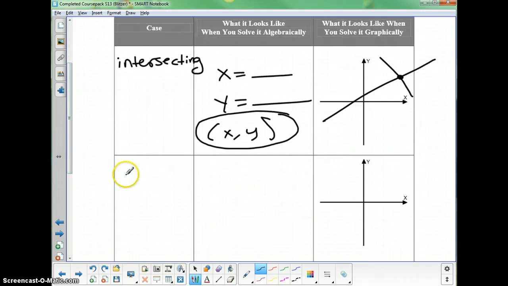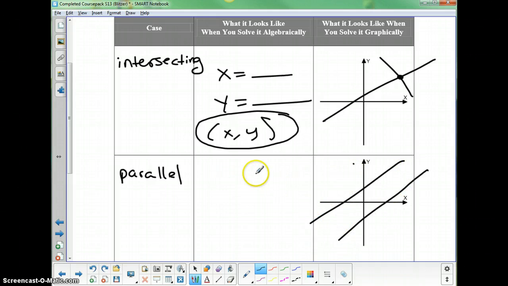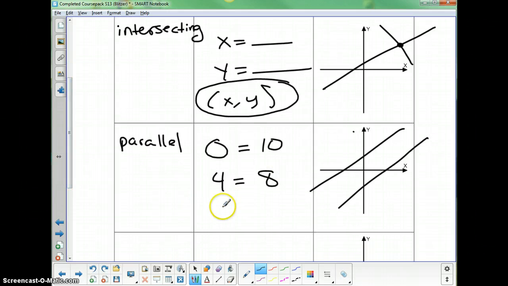Okay. The next case would be if your two lines were parallel. If your two lines are parallel, you're just going to see two lines that are roughly in the same direction. That was a pretty bad picture. But you're going to see two lines that are heading off in the same direction. There we go. And what that's going to look like algebraically is something like 0 equals 10 or 4 equals 8, something that's not true. And since it's not true, the correct answer in that case is going to be no solution.